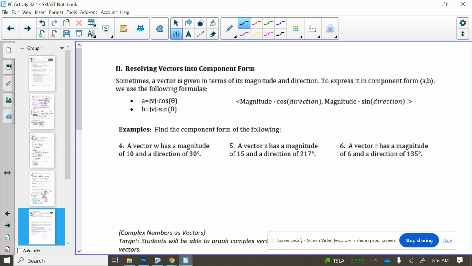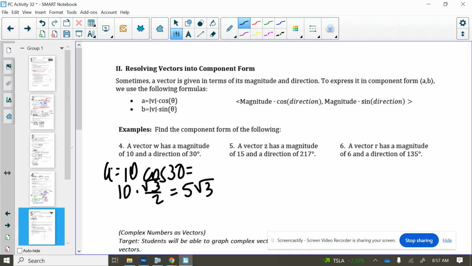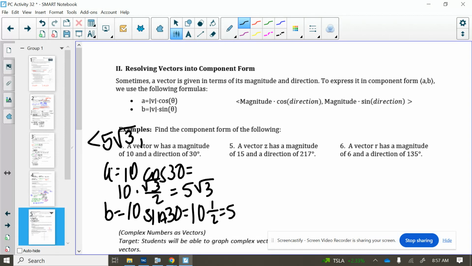So for our first example, we are given 10 as the magnitude, direction is 30 degrees. So we know that 10 times the cosine of 30, which is square root of 3 over 2, will be our component a. If we reduce, that's 5 square root 3. B is going to be 10 times, oops, not the cosine, the sine of 30. And the sine of 30 degrees is 1/2. So 10 times 1/2 would be 5. So our component form for this one is 5 square root 3, comma 5.